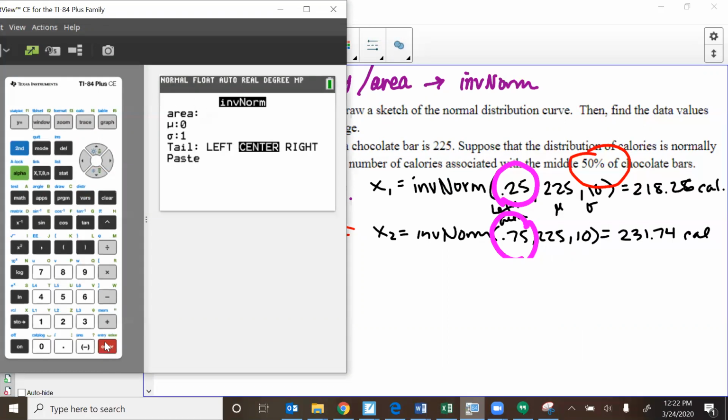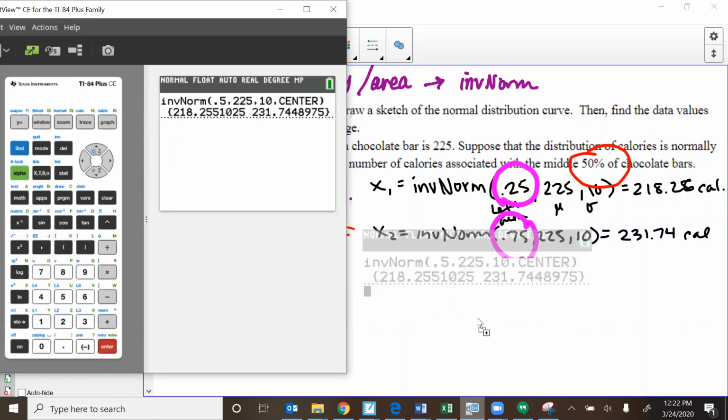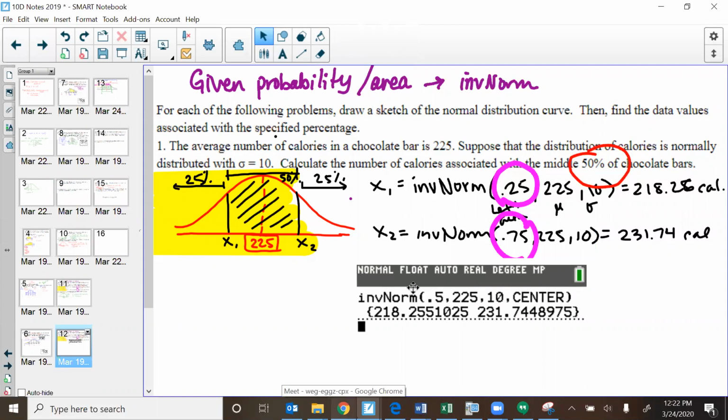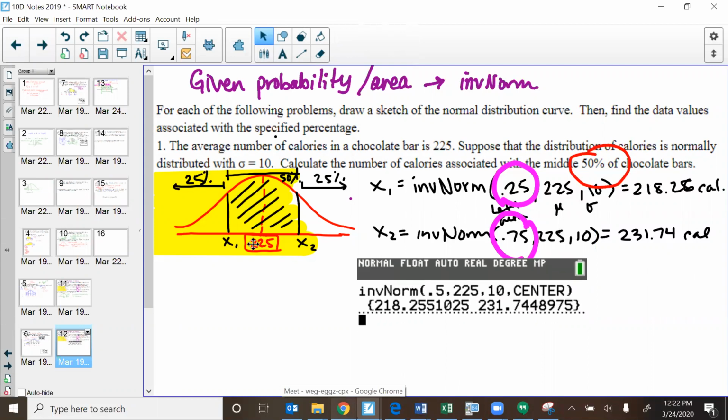Okay, so I want the middle area to be 0.5 because I want the area that's the 50% in the middle. And my mean is 225 because this is the chocolate bar problem. And my standard deviation is 10. So the center part is when you do the middle 50%. And so what it tells you then is that your left X value is 218.